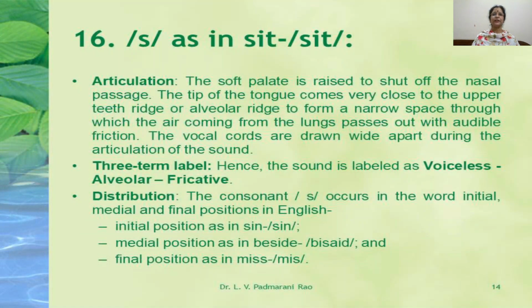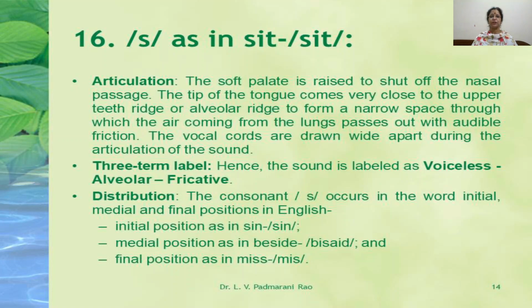The next set of fricatives that we have is s and z, as in sit, S-I-T, sit. During the articulation of this sound, the soft palate is obviously raised to shut off the nasal passage of air. And in the oral cavity, the tip of the tongue comes very close to the upper teeth or the alveolar ridge to form a narrow space through which the air that is coming out from the lungs would pass with an audible friction.